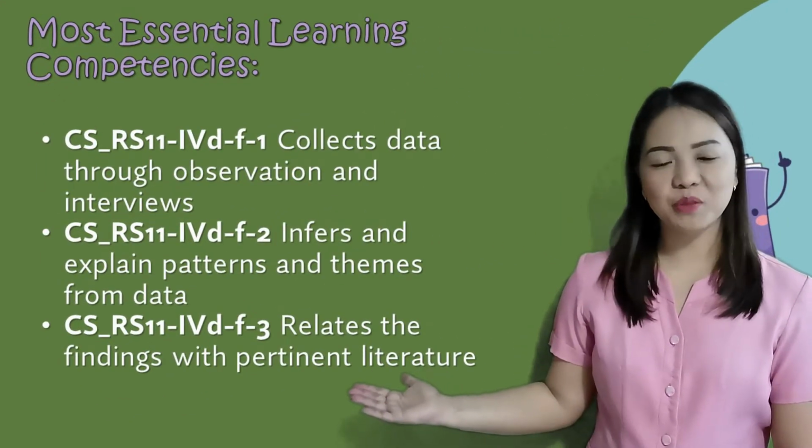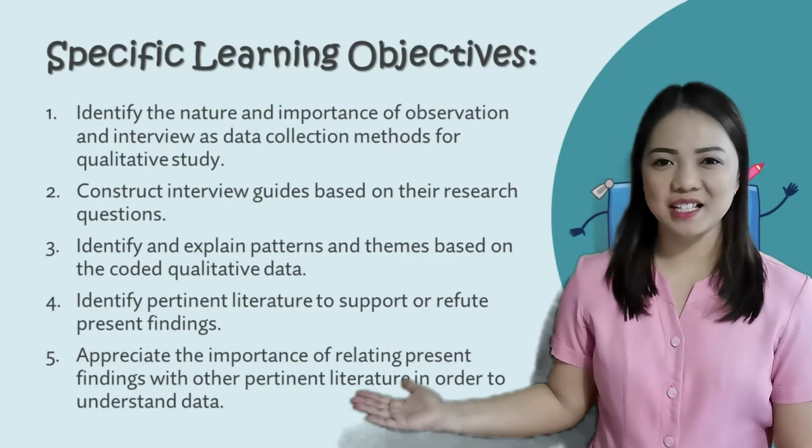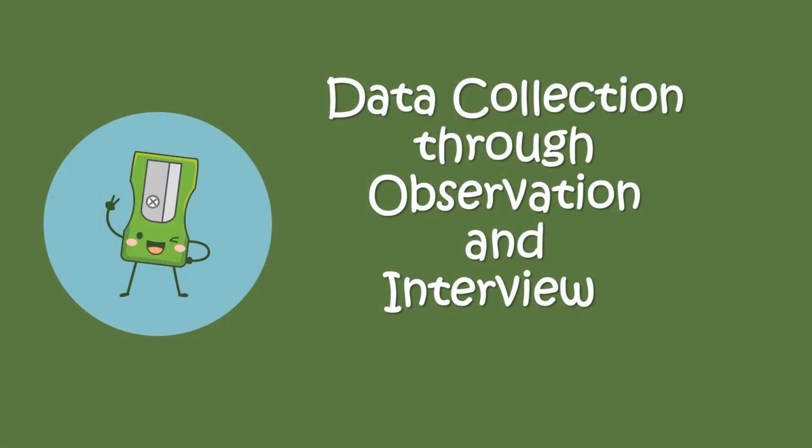The following are the different most essential learning competencies and specific objectives that you have to achieve at the end of the lesson. On our previous topics, we discussed qualitative research designs, sample and sampling procedure, data gathering instrument, data gathering procedure, and data analysis procedure, which help you write your well-written research methodology for the third chapter of your qualitative research. This time, let's focus on two of the data gathering instruments, which are observation method and interview, identifying patterns and themes from the data that you have collected, and how to relate the findings with your pertinent literature.